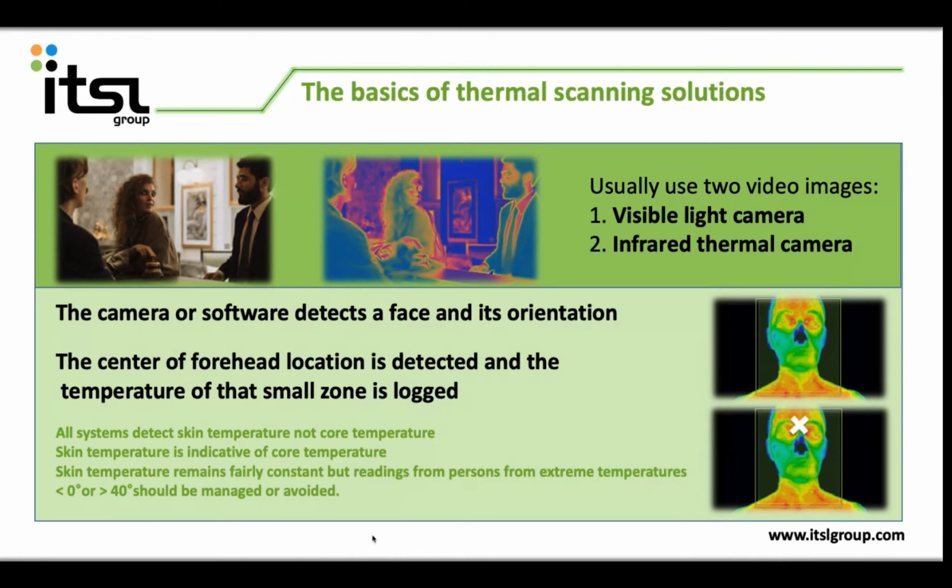Skin temperature is indicative of core temperature, but not exactly bang on. The skin temperature does remain reasonably constant. In fact, very constant, as has been shown in our tests and from other data. But we need to be careful when measuring persons entering our measurement zone from extreme temperatures, which we're saying is below 0 or perhaps 5, and then from above 40 degrees. They need to have some time allowed for their skin to, or for the blood flow to return to normal to their skin, so that they can have their temperature measured accurately.